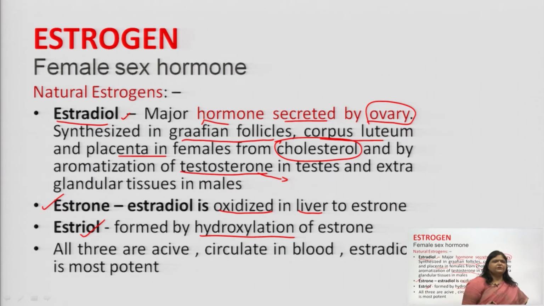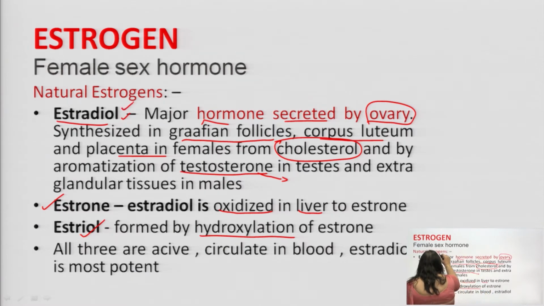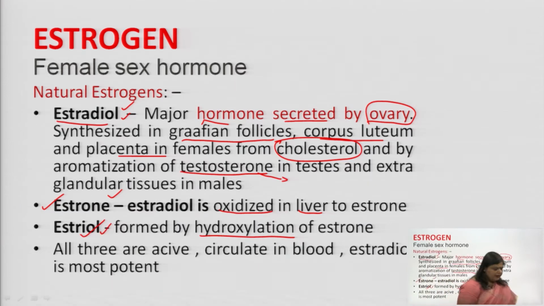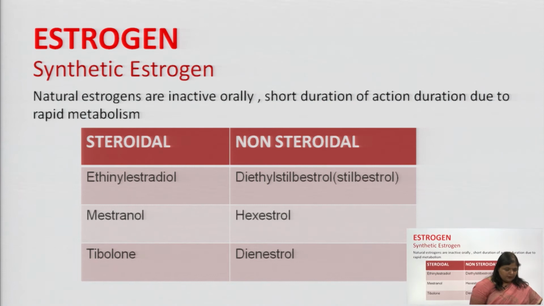So we have three natural estrogens: estradiol, estrone and estriol. All of these three estrogens are active and circulate in the blood, but estradiol, the natural estrogen, is the most potent. So we will be focusing on these drugs.